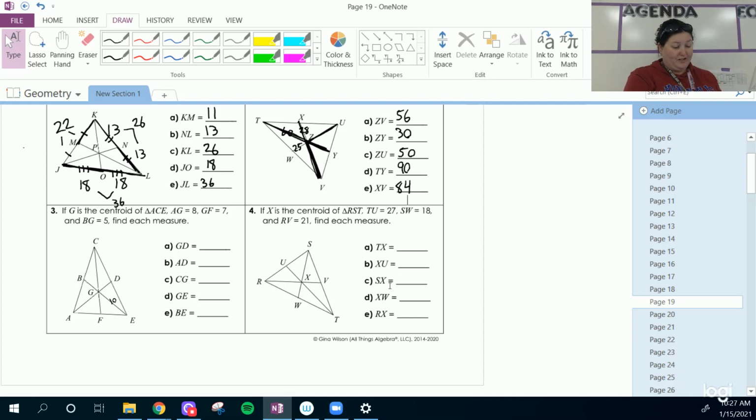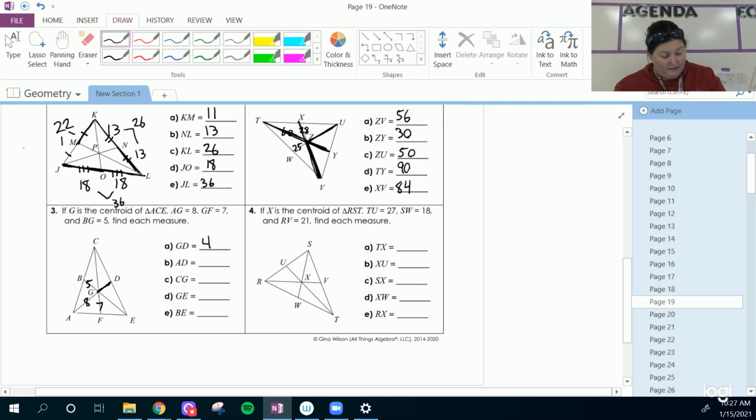Next one says if G is the centroid of triangle ACE and AG is 8, so let's go ahead and mark that up. So AG is 8, GF is 7, and BG is 5. They want us to find each measure. So GD is the first one they want us to find. That's the small piece. So the small piece is half of the big piece, which makes that 4.